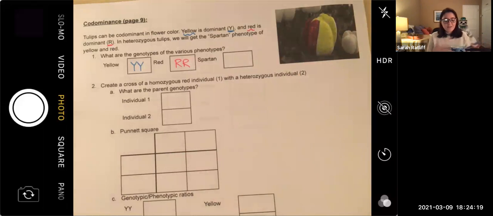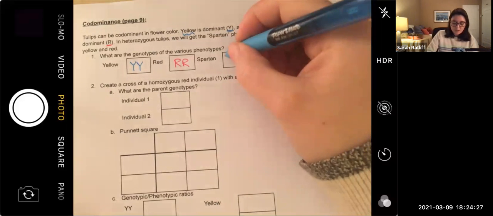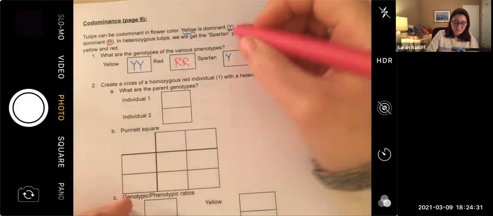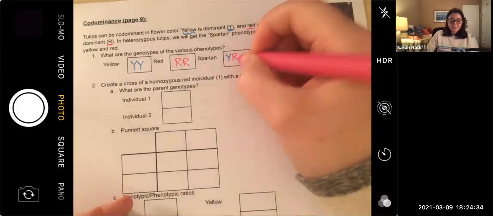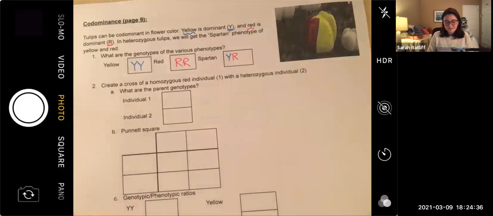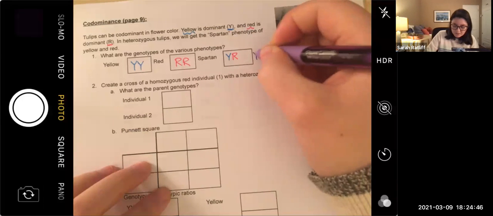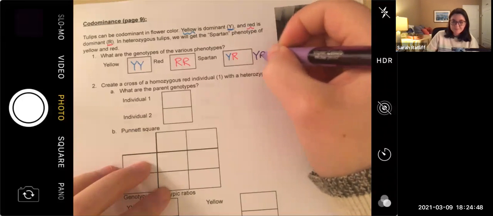But then we also have this Spartan color where we have red and yellow present together. Well, when we have a heterozygote in codominance, we're going to get one of each letter. So our Spartan color will be half blue ink Y letter, half pink ink R letter for red. Or if we want to do it this way, let's just make it YR, if we want to make a new phenotype, a separate color. Up to you.